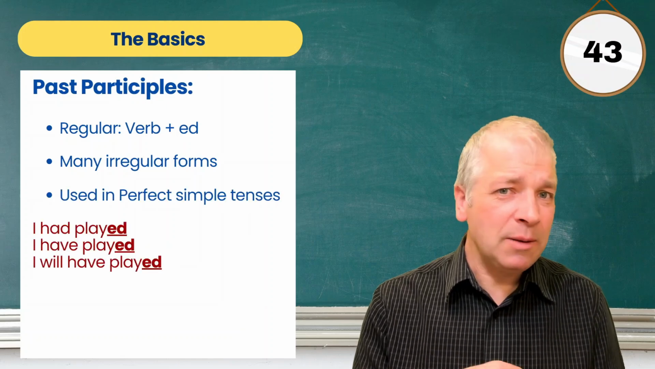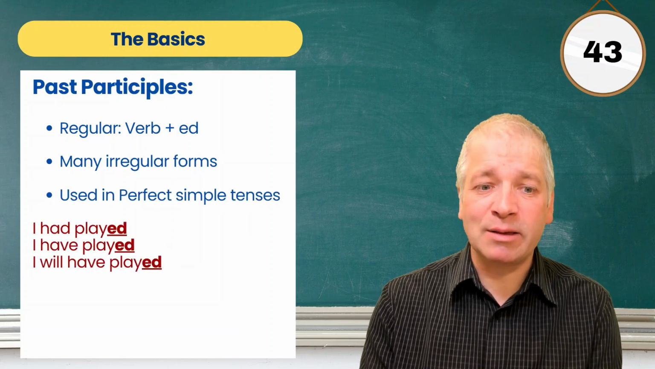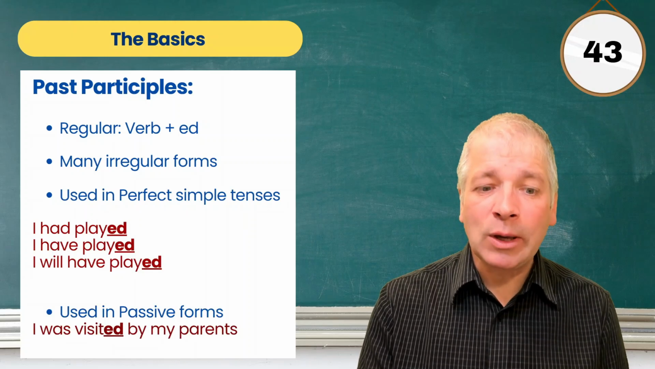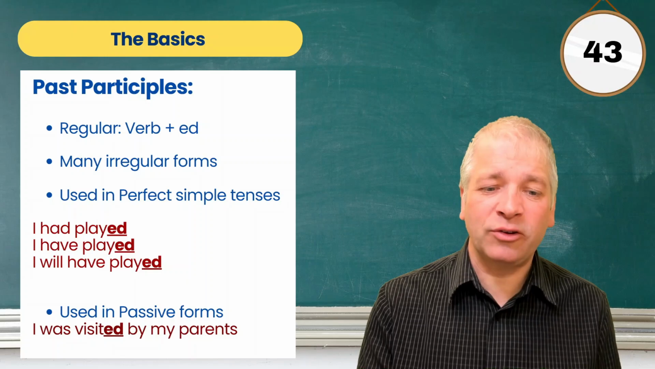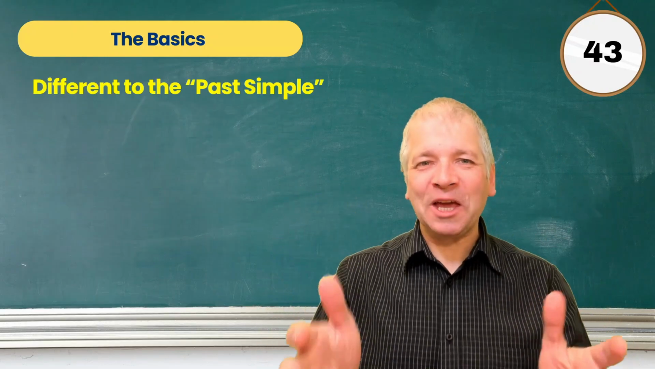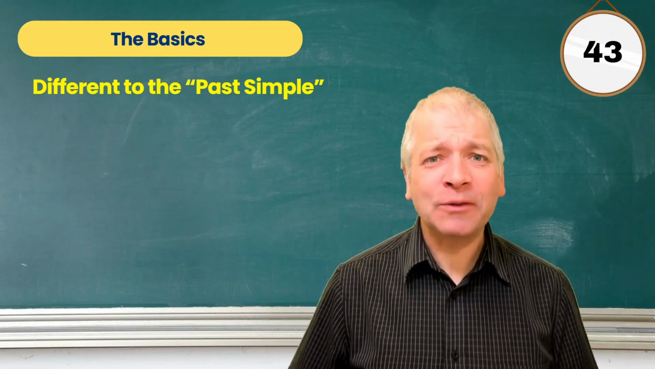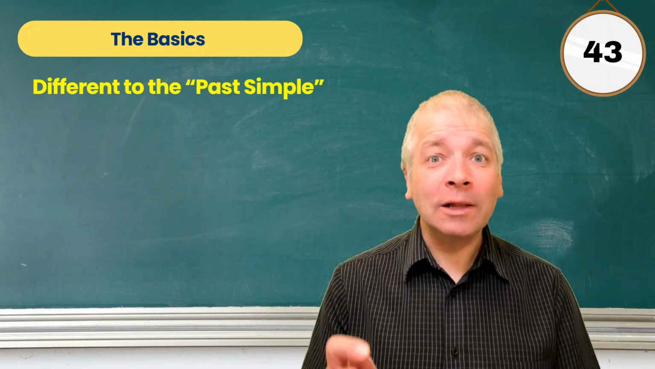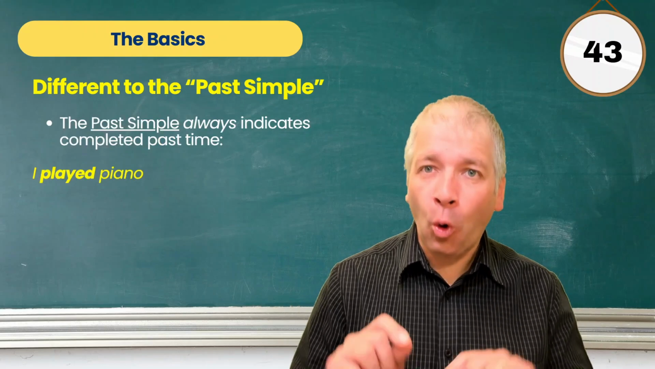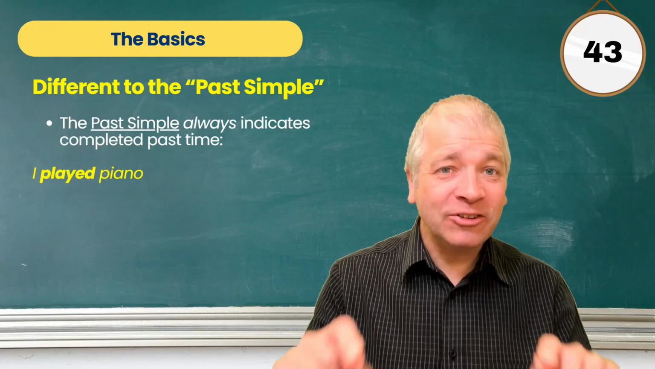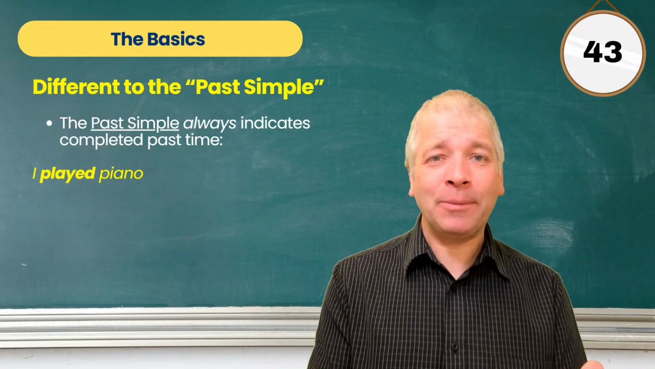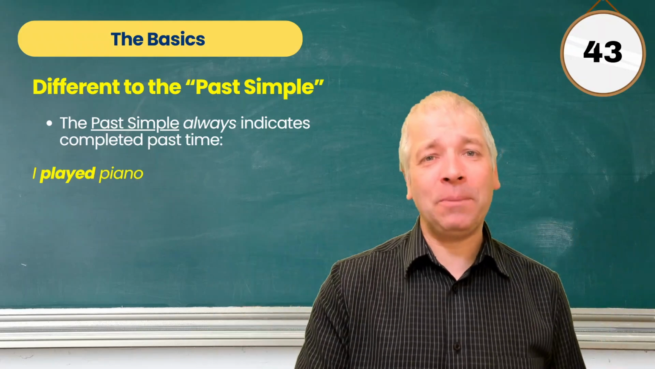We use these in many perfect simple tenses. I had played, I have played, I will have played. And we also use it in passive forms, such as I was visited by my parents. Now I know what you're thinking. This sounds just like the past simple. Well, it's not. It's different to the past simple. The past simple always indicates completed past time. So if I say I played piano, that definitely happened in the past and it's definitely completed.